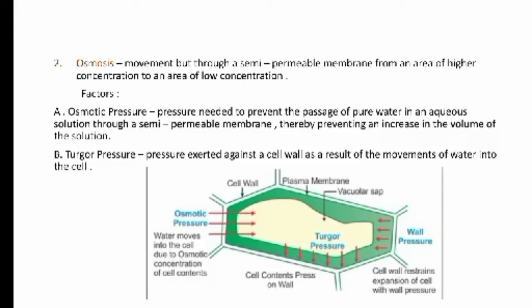Next, we have osmosis: the movement of water through a semi-permeable membrane from an area of higher concentration to an area of lower concentration. The factors are osmotic pressure and turgor pressure. Osmotic pressure is the pressure needed to prevent the passage of pure water into an aqueous solution through a semi-permeable membrane, thereby preventing an increase in the volume of the solution. Turgor pressure is exerted against a cell wall as a result of the movement of water into the cell. As you can see in the picture, you can easily determine the difference between osmotic pressure and turgor pressure.